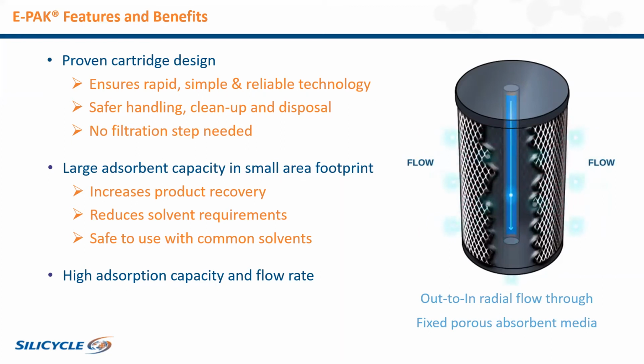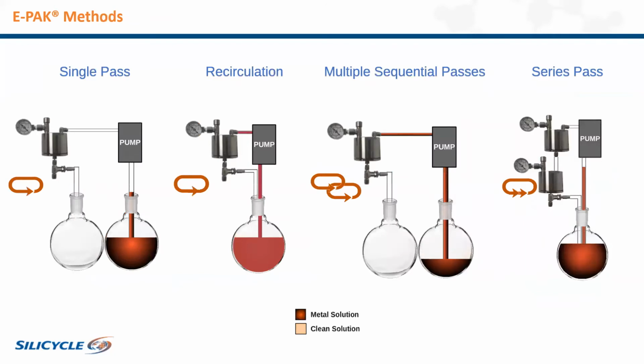It has a high absorption capacity, and the flow rate is radial, meaning it goes from out to in from the side, allowing you to not have to put too much pressure to get your solvent through the cartridge. Since it is a cartridge, it allows you to have multi-pass functionality, meaning that you can cycle through your solvent several times through the cartridge, and you can put different cartridges or several of the same cartridges, increasing your capacity. So you can use it in different methods.